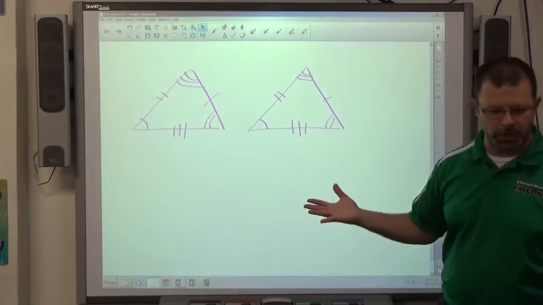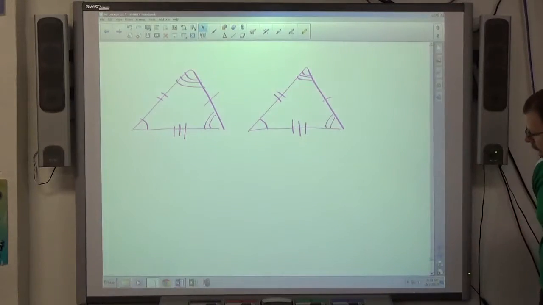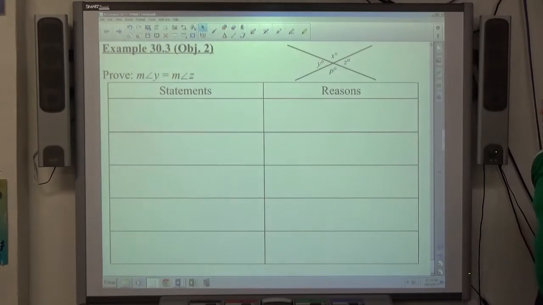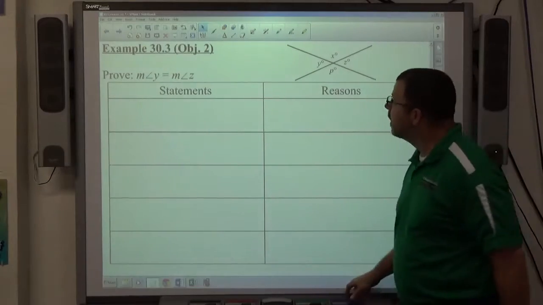Yes. The whole of anything is greater than any part. All right. So, getting on to proof.